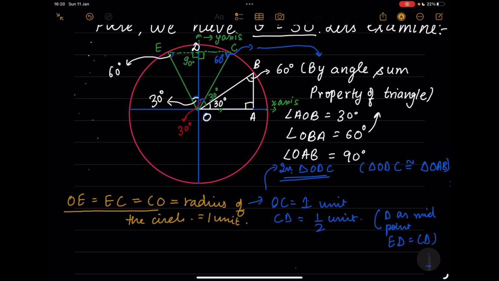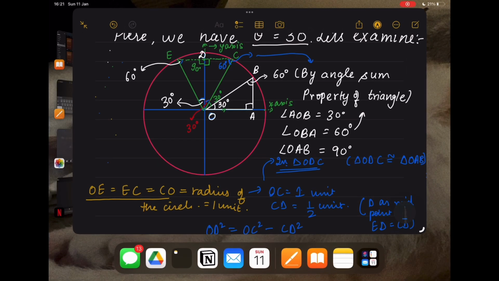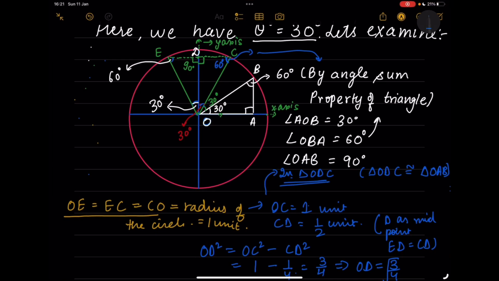Now we can use the Pythagoras theorem to find OD. So OD square is equal to OC square minus CD square. OC square is 1 unit and CD square is 1 by 4. From here you will get 3 by 4, and from here you will get your OD as root of 3 by 4, right?